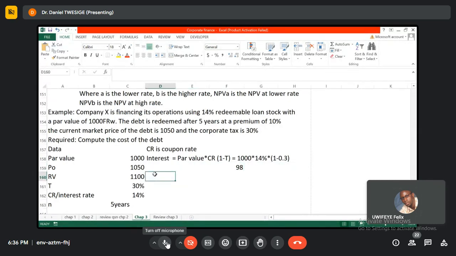Now, once I have that, I have the interest, I have the market value, I have the par value, I have the redeemable value, I have the N. So what do I need? I need to get to the NPV. So my first part, I'm going to get the NPV of the debt.